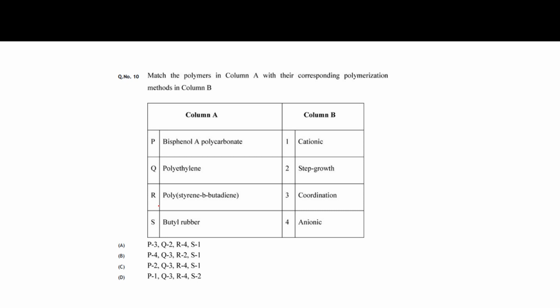Now you have to match the polymers in column A with their corresponding polymerization methods in column B. So these are the bisphenol A polycarbonate. You know that for polycarbonate, bisphenol A and carbonyl chloride give the polycarbonate. So it is a step growth polymer, and two functional groups are involved. When we talk about polyethylene, there will be a double bond.